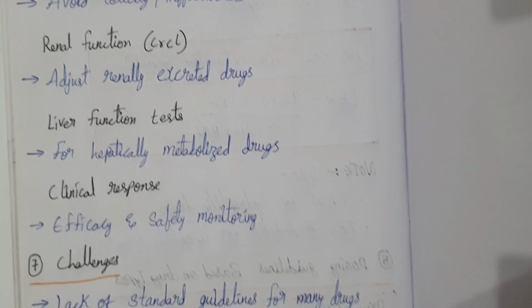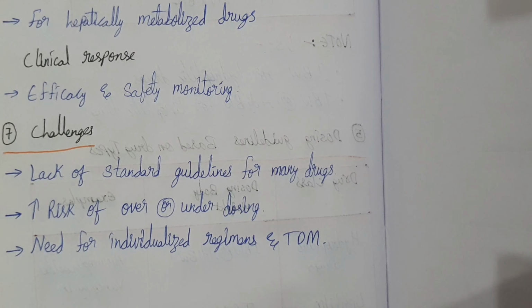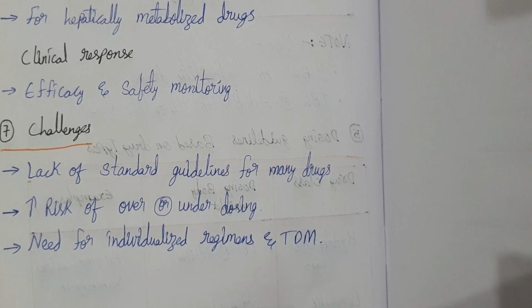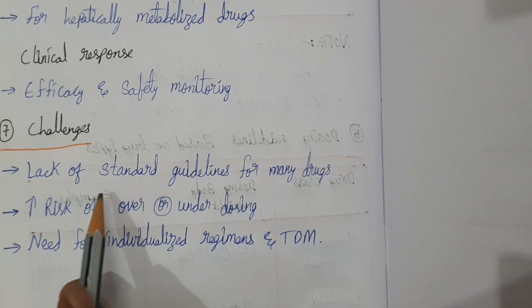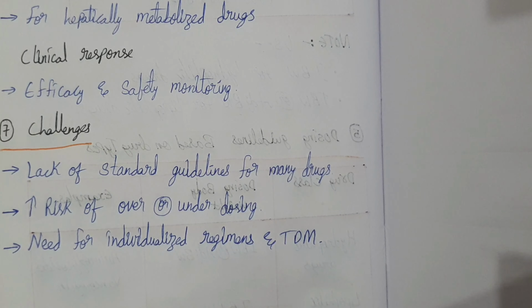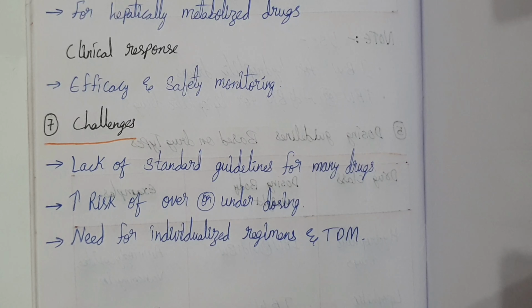Then lastly, we have challenges. This is why dosing in obese patients is tricky: there are no standard guidelines for many drugs, and there is a high risk of over or under dosing. That's why we need individualized therapy and TDM in many cases.